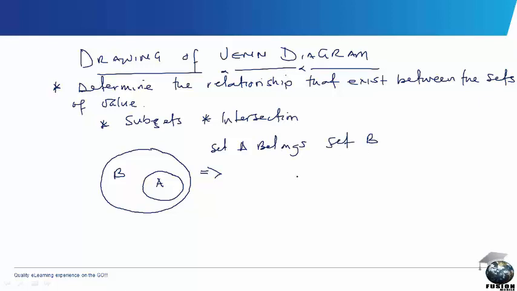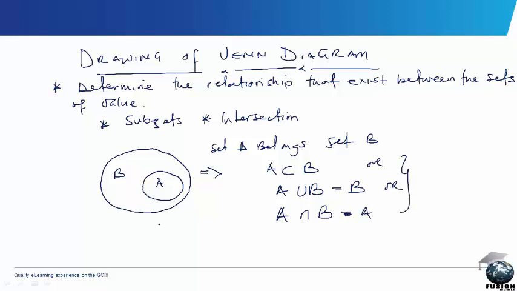This implies that either A is a subset of B, or A union B is equal to B, or A intersection B is equal to A. These are the possible relationships that could result for sets looking in that form.